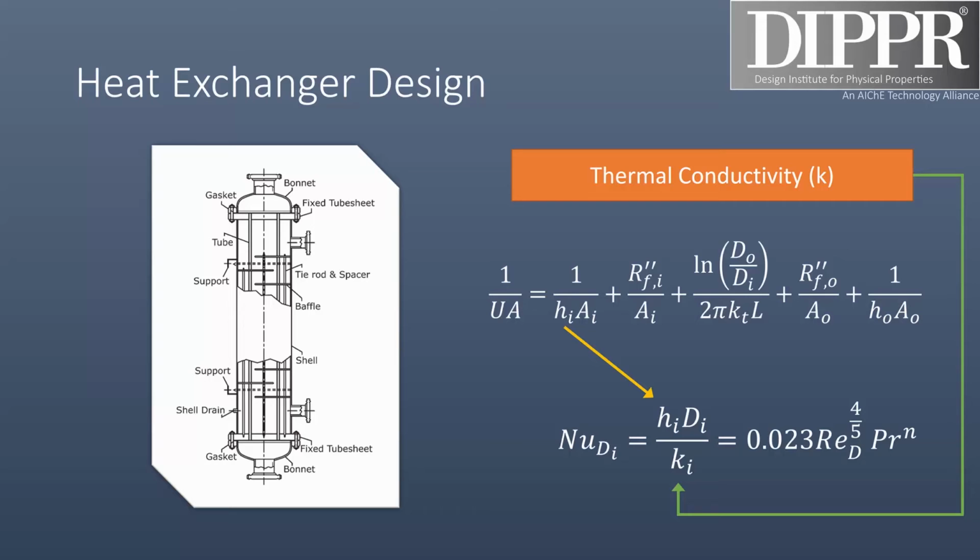If the thermal conductivity used in the calculation is too high compared to the true value, the heat exchanger may be sized too small to give the needed heat transfer. If the thermal conductivity is too low, the heat exchanger will be larger than is needed, resulting in increased capital costs.